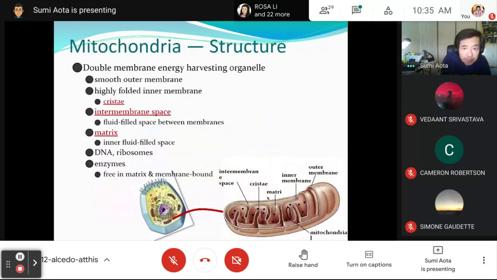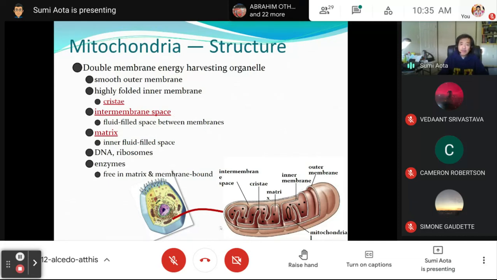First thing we have to look at is the structure of the mitochondria. The mitochondria itself is a double membrane energy harvesting organelle. It's got a smooth outer membrane and a highly folded inner membrane. That inner membrane is called the cristae. In between the outer membrane and the cristae is a fluid-filled space, which is called the intermembrane space.